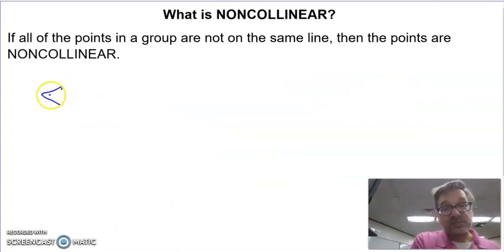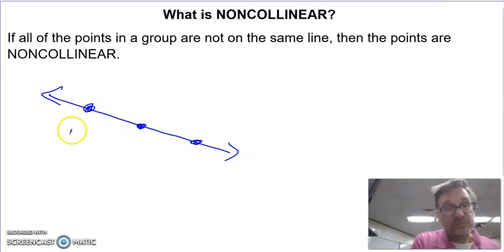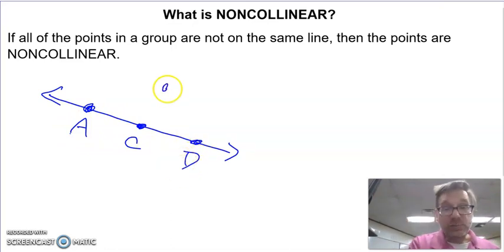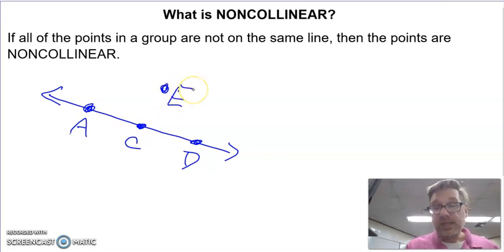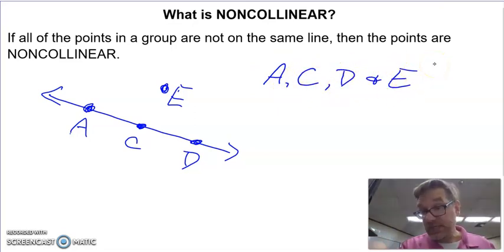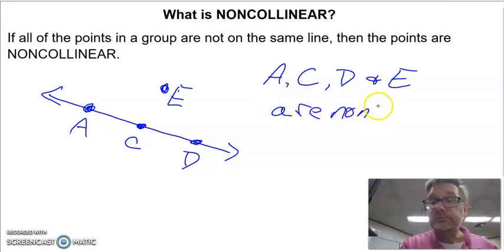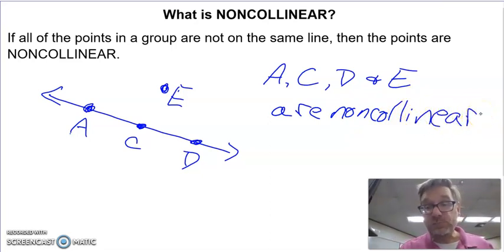Non-collinear, if we go back to that same diagram. Let's say I have a line and I have some points on that line, at least 3: A, C, D. And then I put a point not on that line. Any group of points that has E in it is non-collinear. So if I say A, C, D, and E, because now I'm including E, A, C, and D are collinear. As soon as I bring in E, these are non-collinear. It's non-collinear because E is not on the line. If any point is not on the line, it's non-collinear.